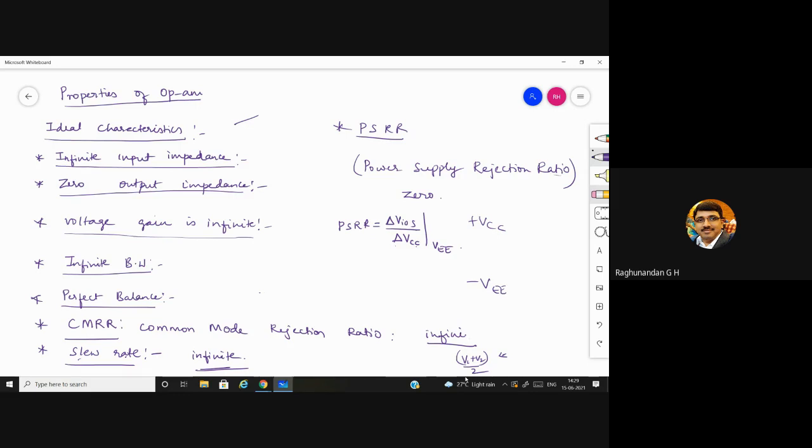So here power supply rejection ratio tells that with respect to change in VCC, there will be change in this input offset voltage. Practically speaking, there will be some effect of plus VCC over the input, but ideally they are telling it is 0. That means it is not going to add any such noise or unwanted signal, and there will be no effect over the input level. So these are the different parameters related to the ideal characteristics.